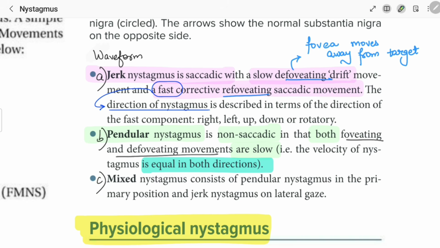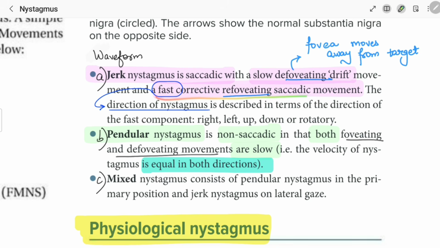Jerk nystagmus, as I told you, has two components. It has a slow defoveating drift, defoveating meaning that the fovea is moving away from the target, and there is a fast corrective refoveating movement. Corrective because it is moving towards the target now. So it is fast, that is, it is saccadic, and it is a refoveating, corrective movement.